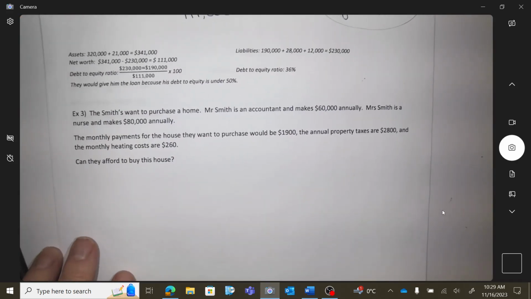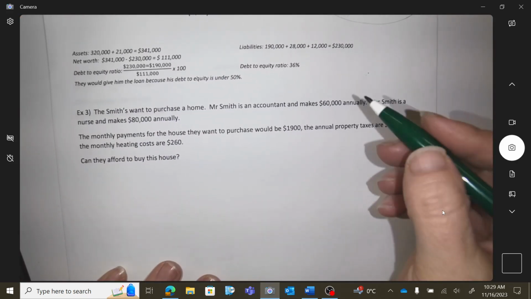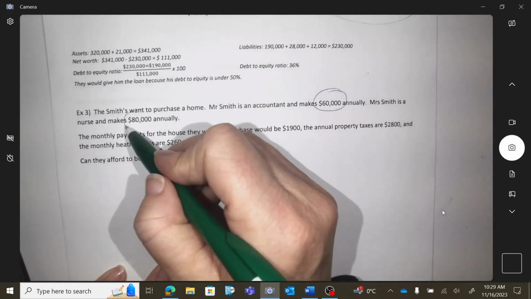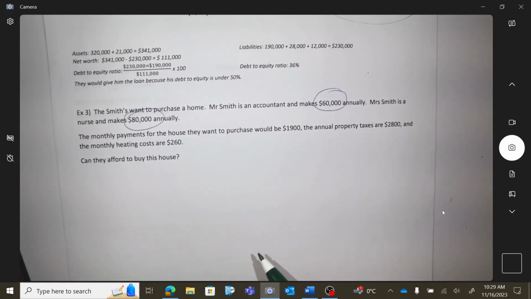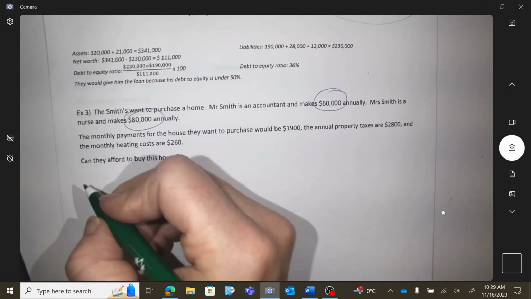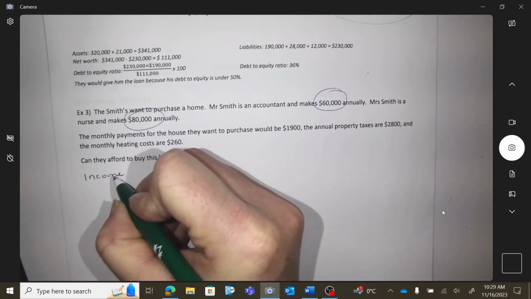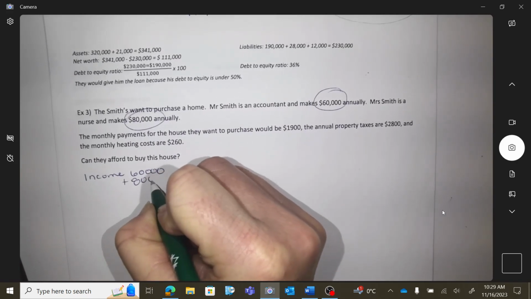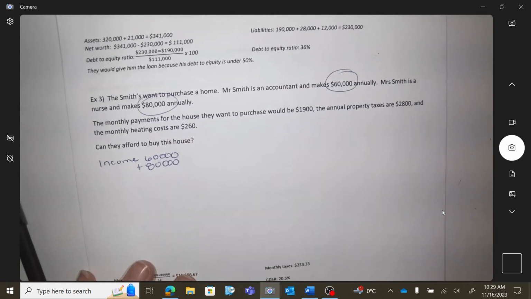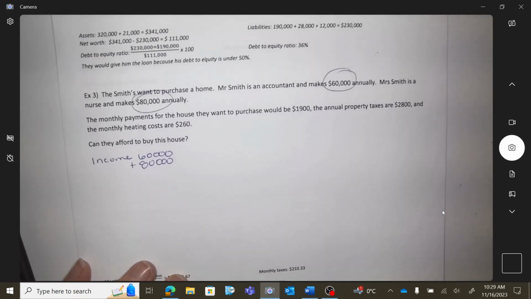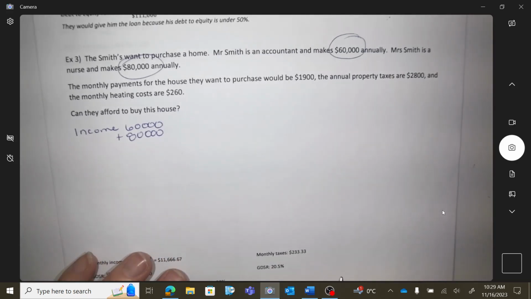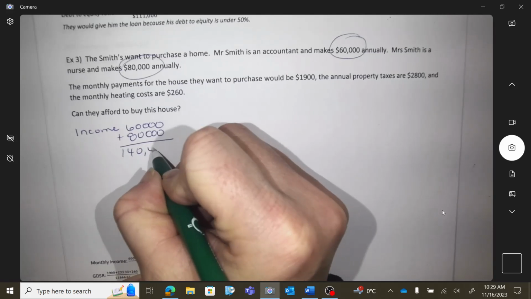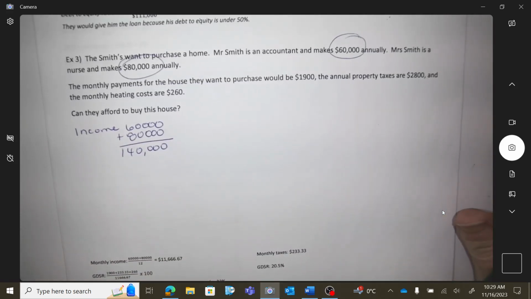Okay, Smiths are purchasing a home. Income, income. So, in their household, they make a total of $140,000 a year salary.